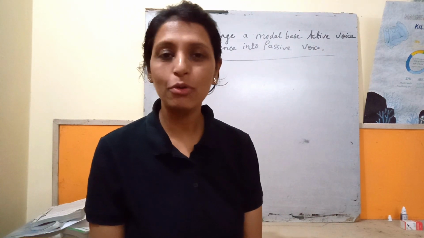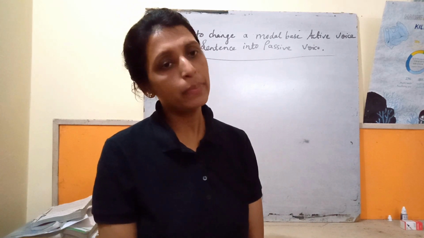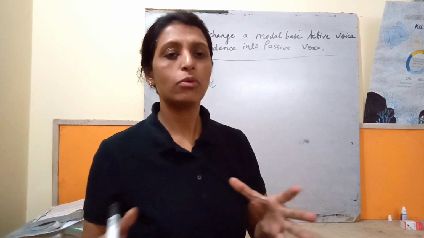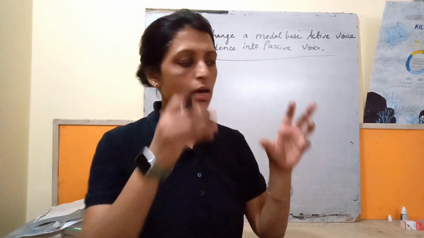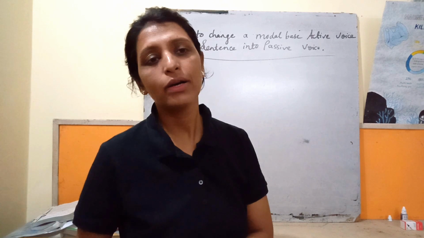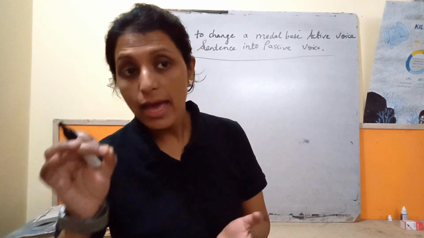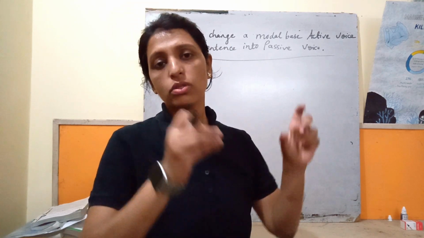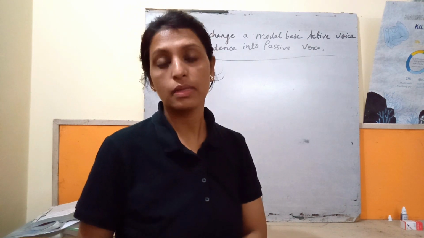In this video, I'm going to explain how we can change an active voice, that is a modal based sentence, into passive voice. Means a sentence where a modal is used and it is in active voice and we have to change it into passive voice. For example, I can read this book. So I is the subject here, read is the verb here, and in I can read, can is the modal here. So this is a sentence in active voice that is modal based.